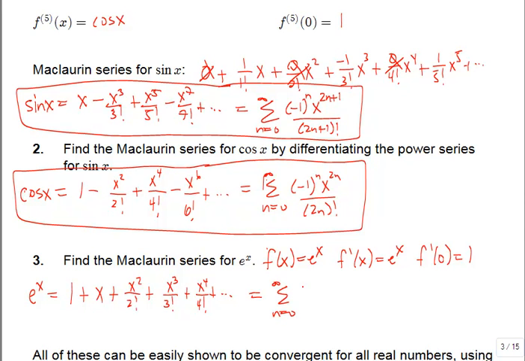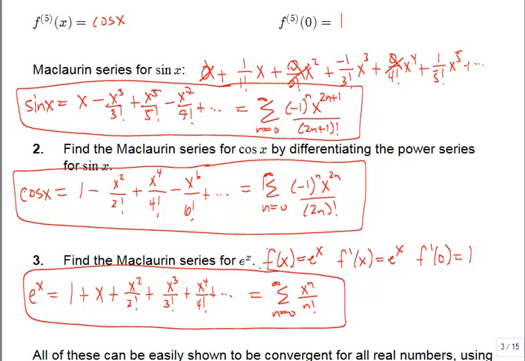So this is what our e to the x series looks like, written in summation notation. This is just an x to the n over an n factorial. So that's your third one that you want to have memorized as well.